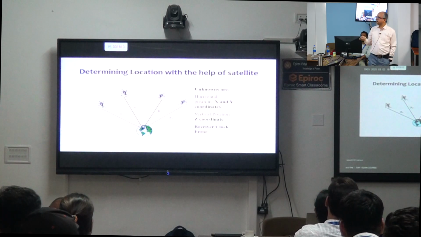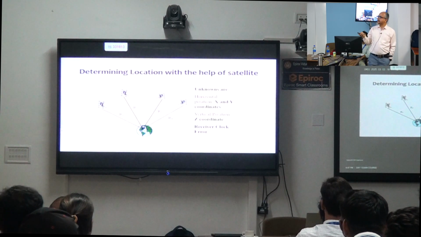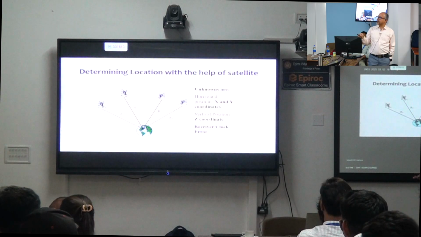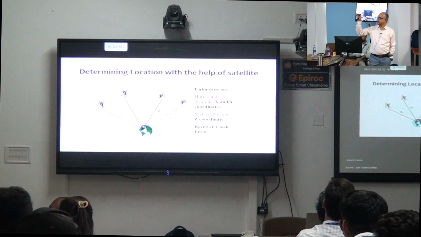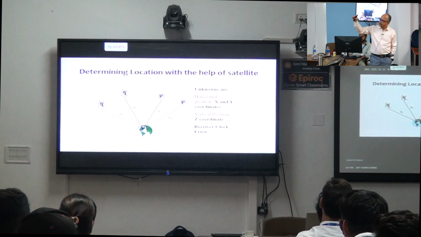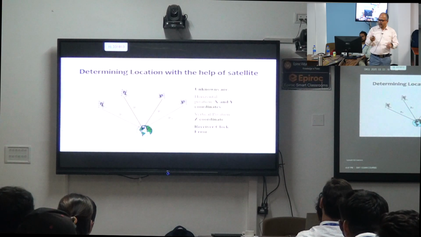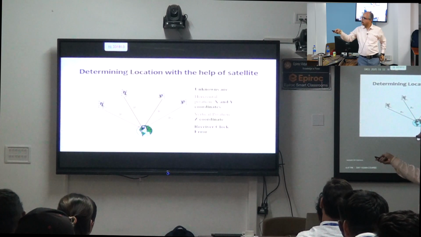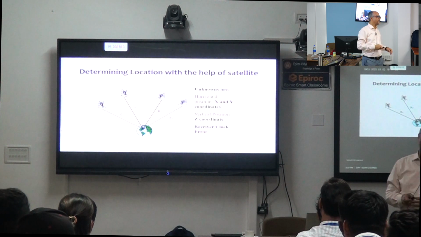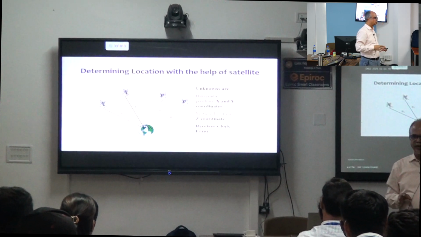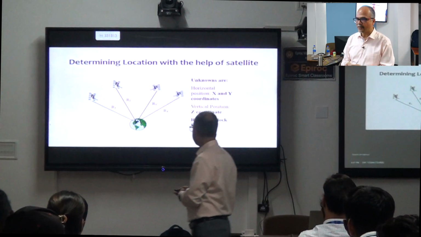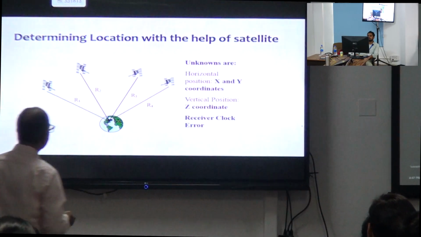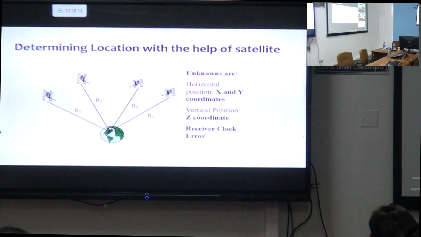Now why is the 4th required? Basically we need 4 satellites because our horizontal position, the X and Y coordinates, is important, and the vertical position, the Z coordinate, is important. We need to know these things. At the same time, we also need to know one more point, the receiver clock error. Now what is that receiver clock error? On that I would like to throw some light, considering that some of you may be from different fields.